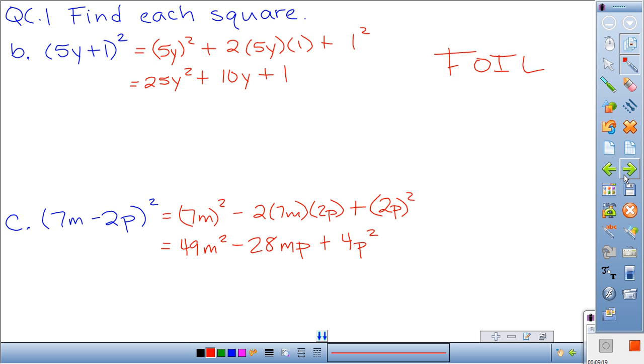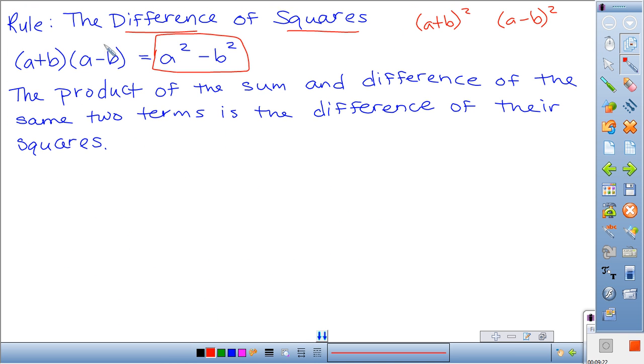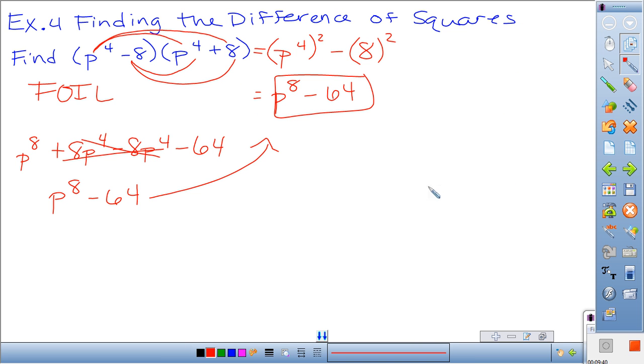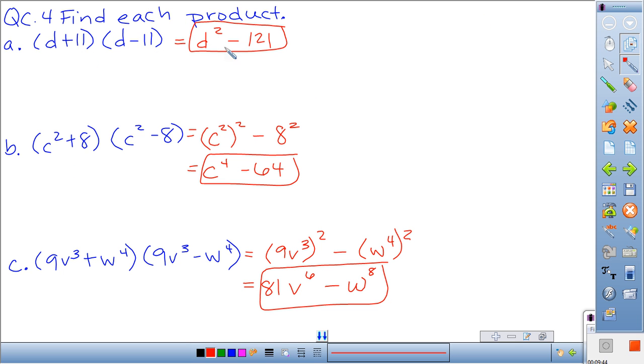And then we learned our second rule, which is the difference of squares, and that's where you have two binomials, a plus b times a minus b, two binomials with the same two terms, where you add one and subtract the other, and you will always end up with the first term squared minus the second term squared. And that's what we just finished doing. We saw here, or actually let's look at a simpler one, b squared minus 121, or here c squared squared, c to the fourth, minus 8 squared, 64, and those are our two shortcuts for today.